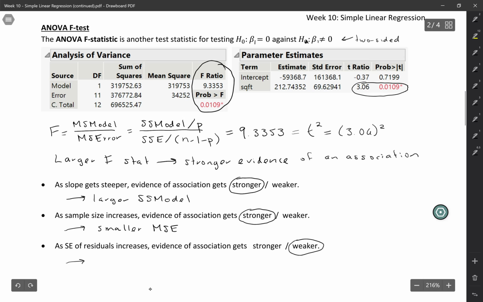So as that value gets larger, this is going to be larger SSE. So SSE is in the denominator of the F statistic. So as your SSE gets bigger, your F statistic gets smaller, and that's going to be weaker evidence.